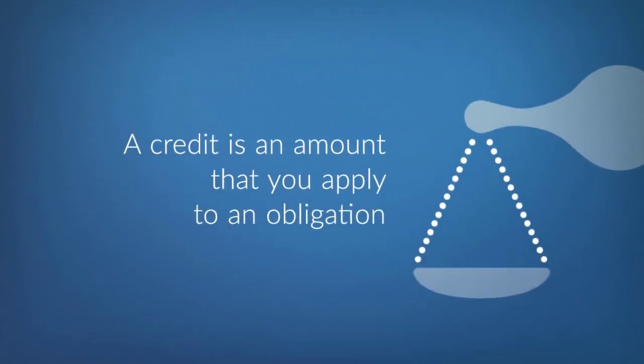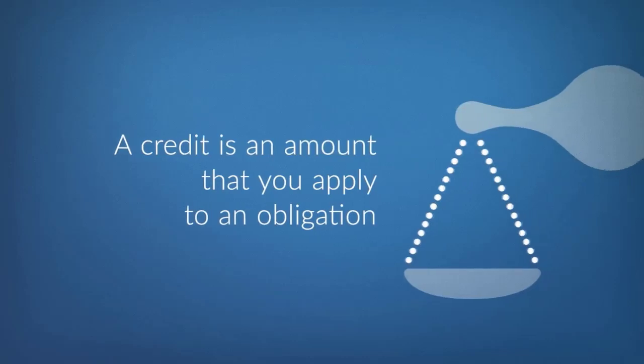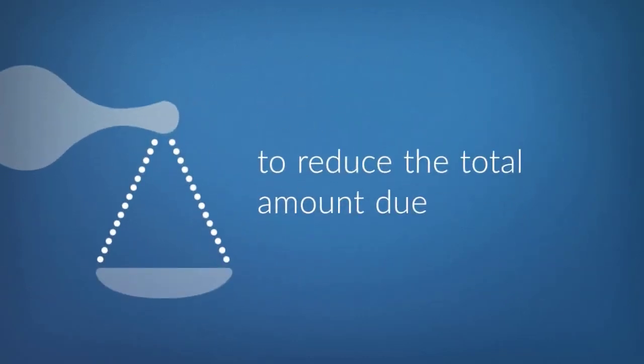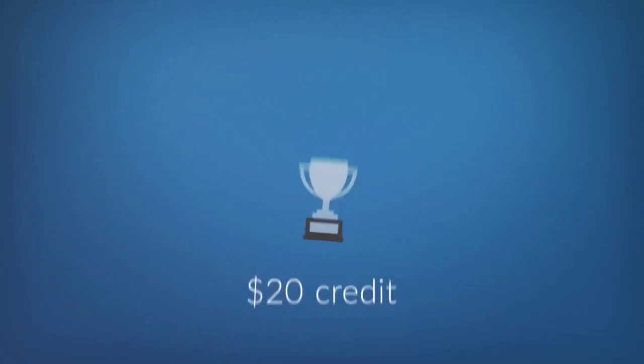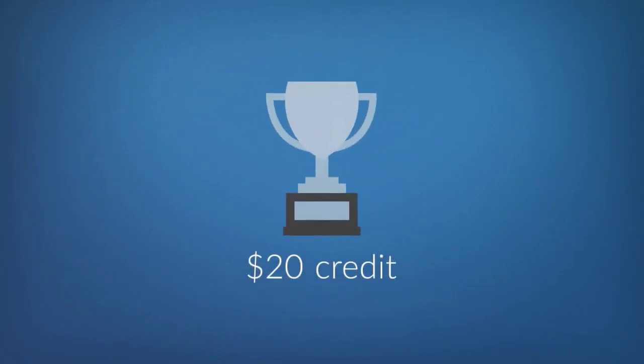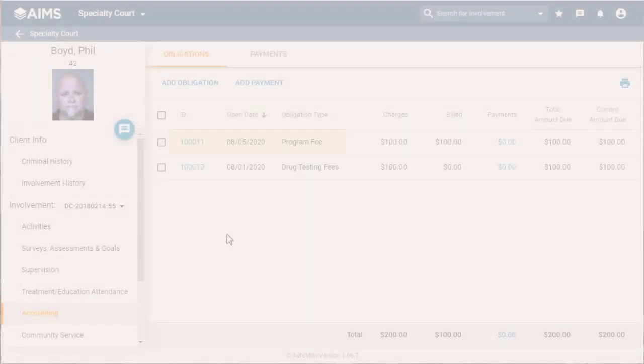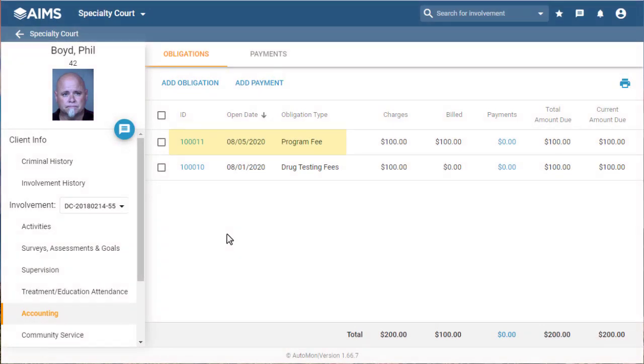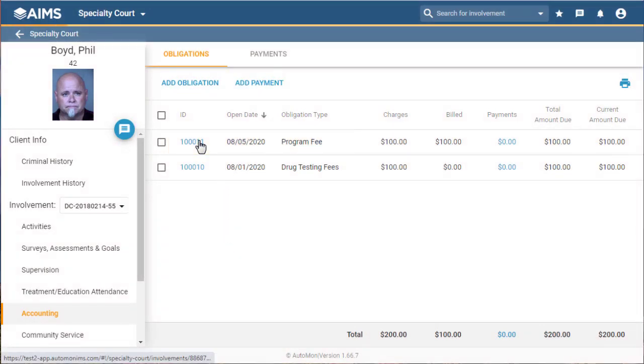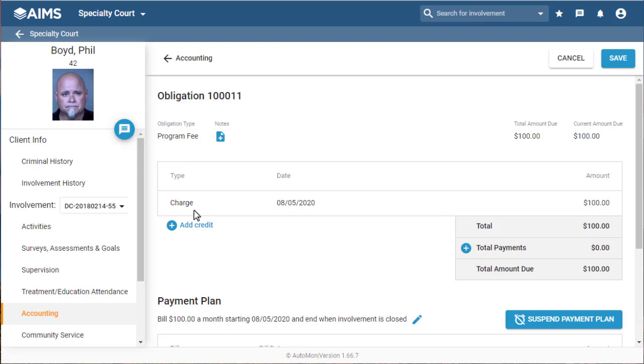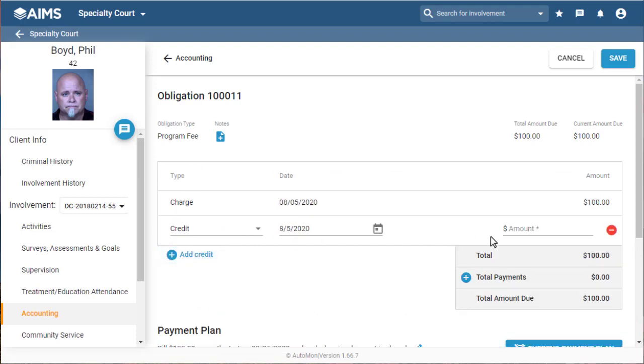A credit is an amount that you as a staff member apply to an obligation to reduce the total amount due. Perhaps at today's status hearing, the judge awarded my client a $20 credit towards their program fee. To apply this credit in AIMS, I'll click on the program fee's obligation ID number to open it. Then I'll click the Add Credit link, specify the date and the amount. Click outside of the amount field to see the total amount update to reflect the credit. It was $100 and now it's $80. Click Save at the top.